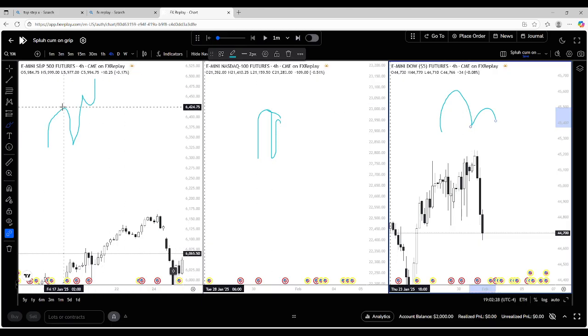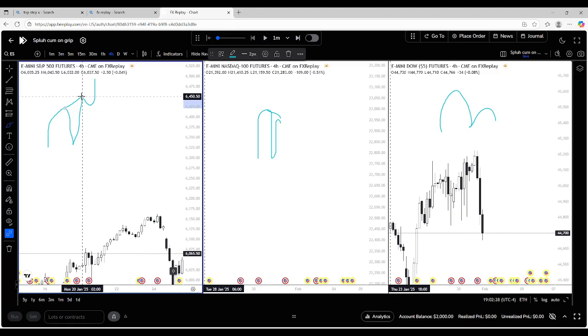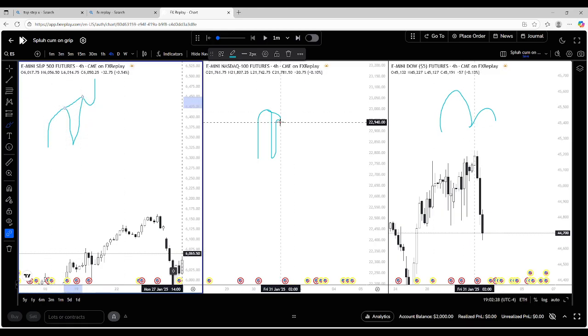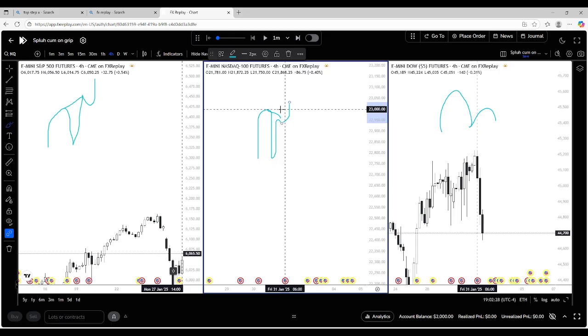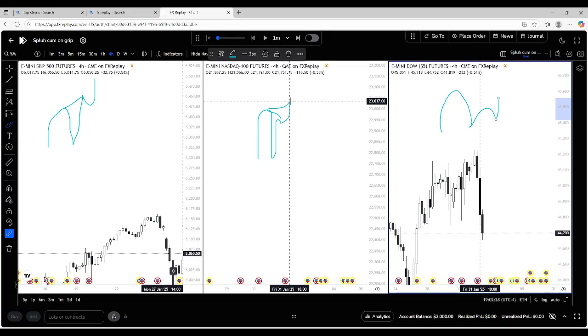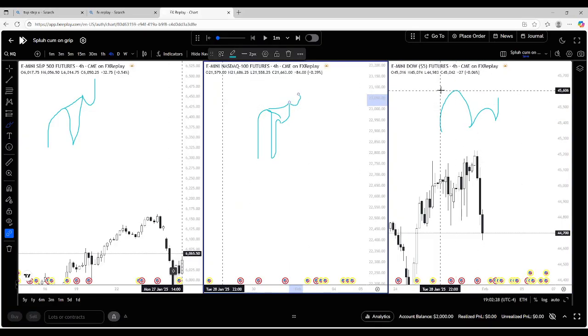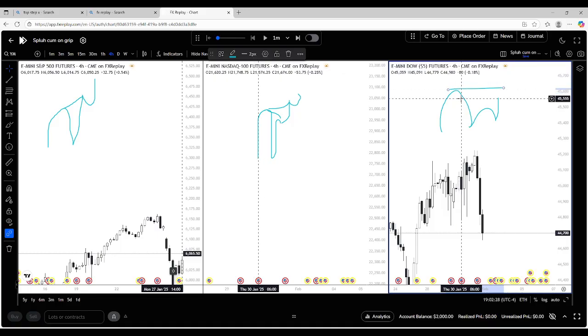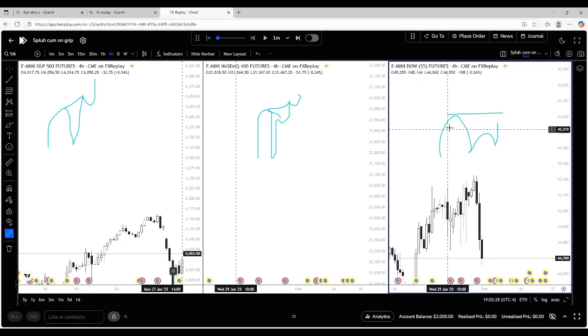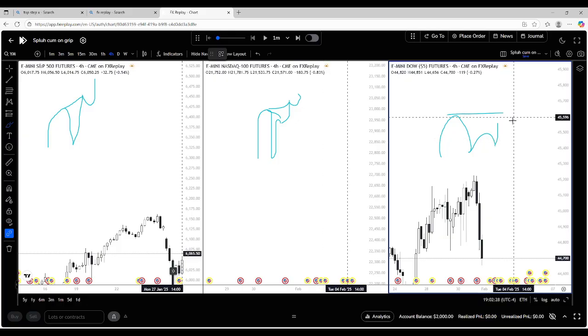Since this asset failed to hold this SMT, we're now going to break this SMT on this asset. If this again fails and we keep making new highs, we just retrace, make a new high. Now this asset needs to hit this high. We cannot reverse now without hitting this high. It's very, very rare.